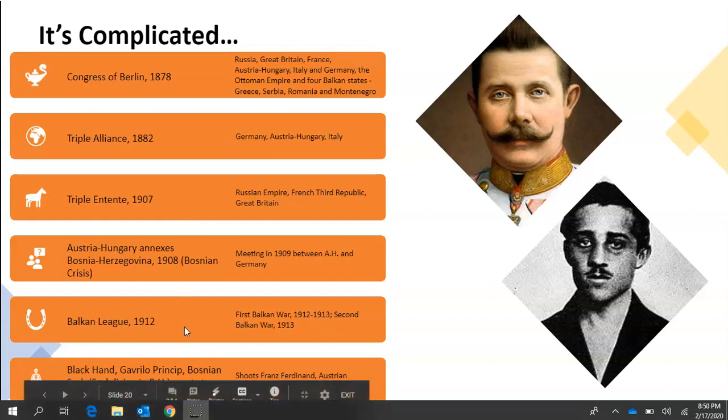And it's also good to know the Balkan League was formed in 1912, and that was four different countries that come together. They have a war against the Ottoman Empire in 1912 to 1913. And then there's going to be the Second Balkan War in 1913. So it's just good to know there's a lot of stuff happening, a lot of fighting. It's a huge mess.